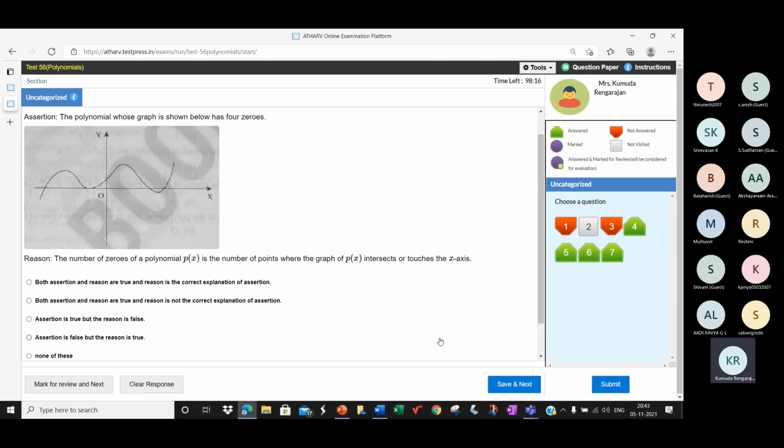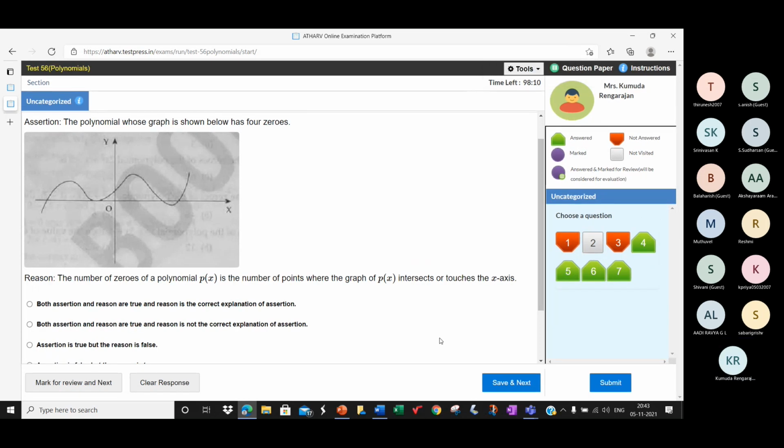The assertion is the polynomial whose graph is shown below has 4 zeros. The reason: the number of zeros of a polynomial is the number of points where the graph of p of x intersects or touches the x-axis. That's the reason.